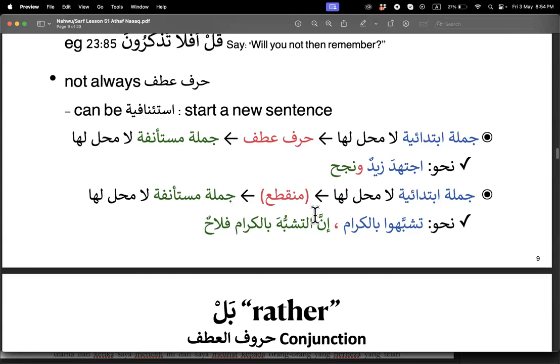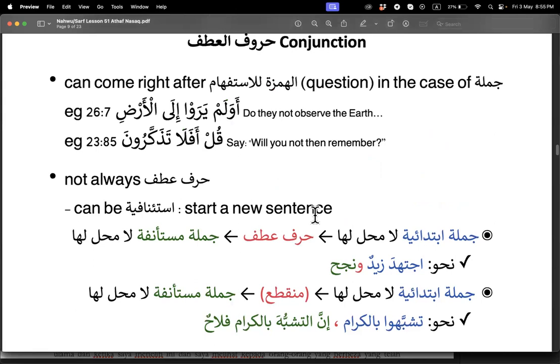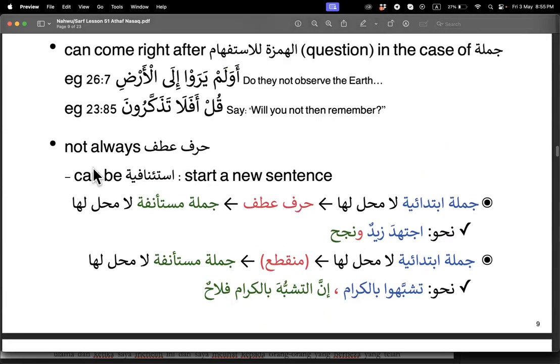Any questions? So far it's too much, but alhamdulillah. If no question, alhamdulillah, try to digest it first, inshallah. Then on Tuesday, we'll take on a bit more, inshallah.